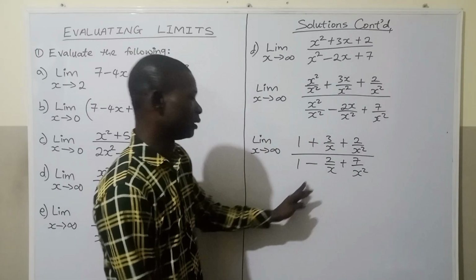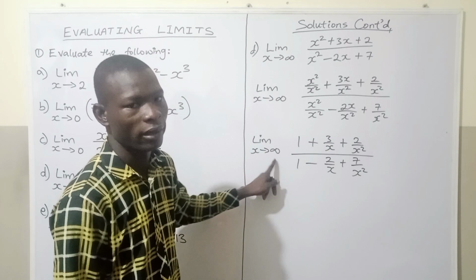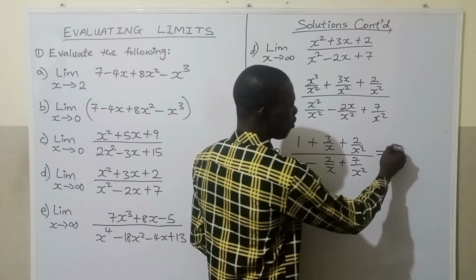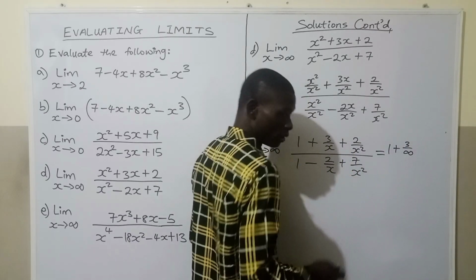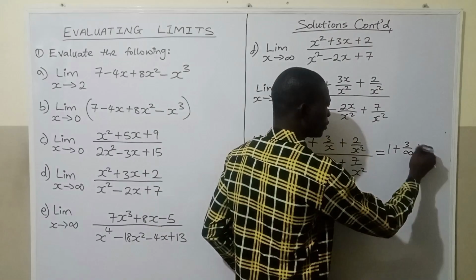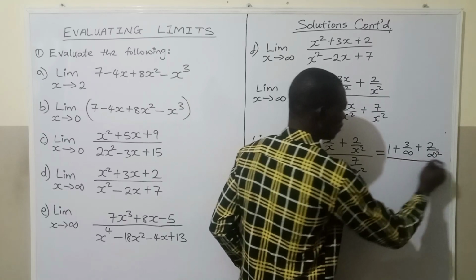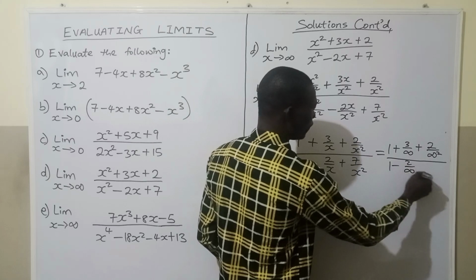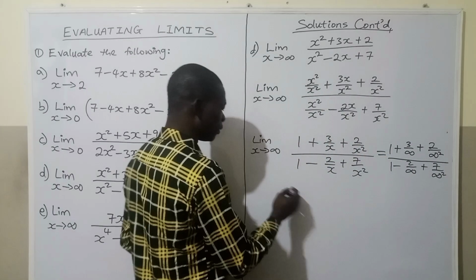So when we get to this point, having done this, it is from here now that we can now substitute our infinity. And when we have our infinity substituted, that becomes 1 plus 3 over infinity. Remember, infinity is a very large number that cannot be estimated. And then plus 2 over infinity squared. So altogether over 1 minus 2 over infinity plus 7 over infinity squared. So what does that become?